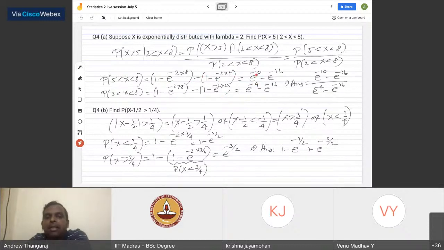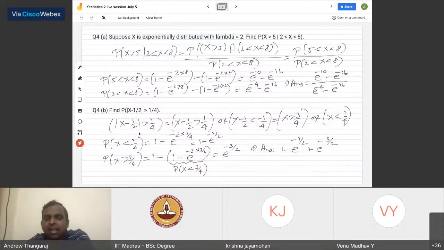So you get e power minus 10 minus e power minus 16 in the numerator and e power minus 4 minus e power minus 16 in the denominator. So that's how it works. Check this, make sure you get these expressions correct. Sometimes you can go wrong in these expressions. All right. So now let's see this other event, mod x minus half greater than 1 by 4.